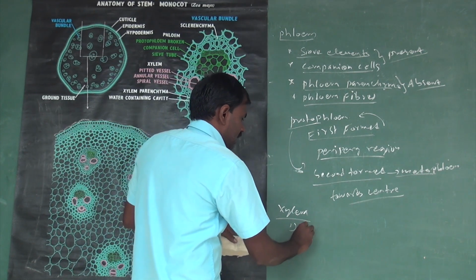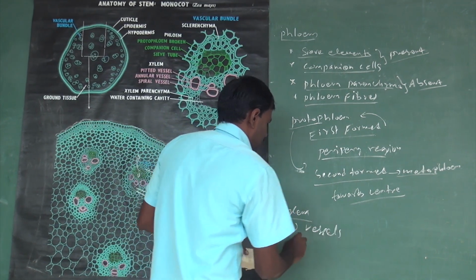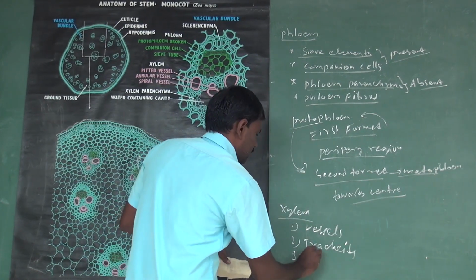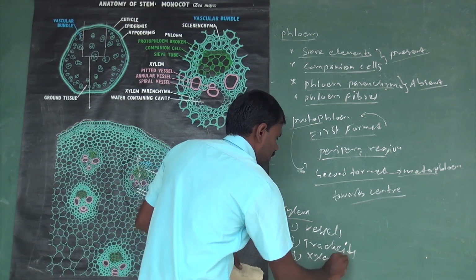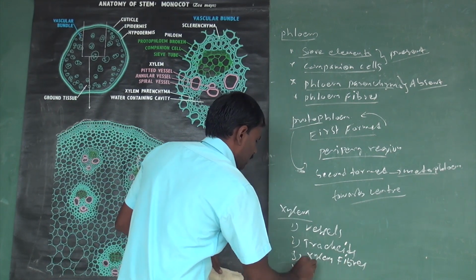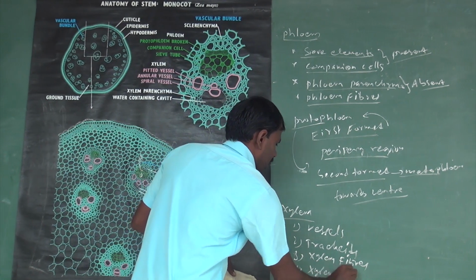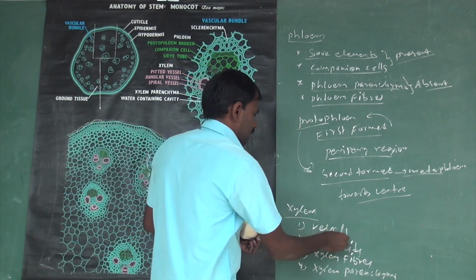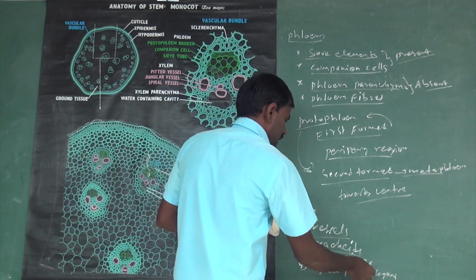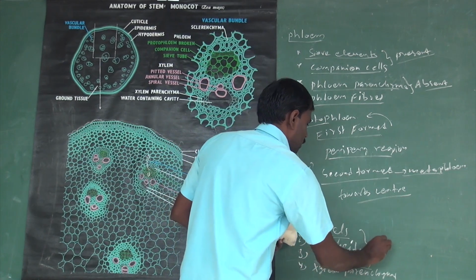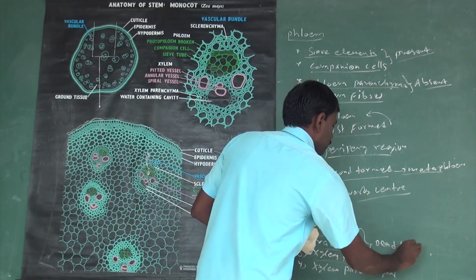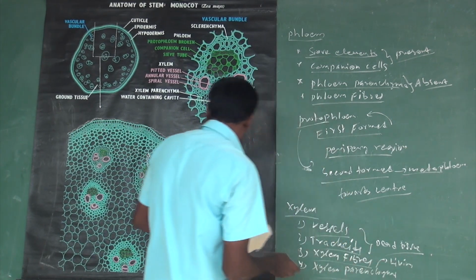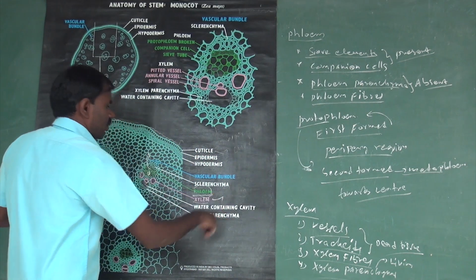The xylem consists of four elements. The first one is vessels, the second one is tracheids, the third one is xylem fibers, and the fourth one is xylem parenchyma. The xylem vessels, tracheids and fibers are dead tissue, but xylem parenchyma is living tissue. The xylem parenchyma is present in the monocot stem.